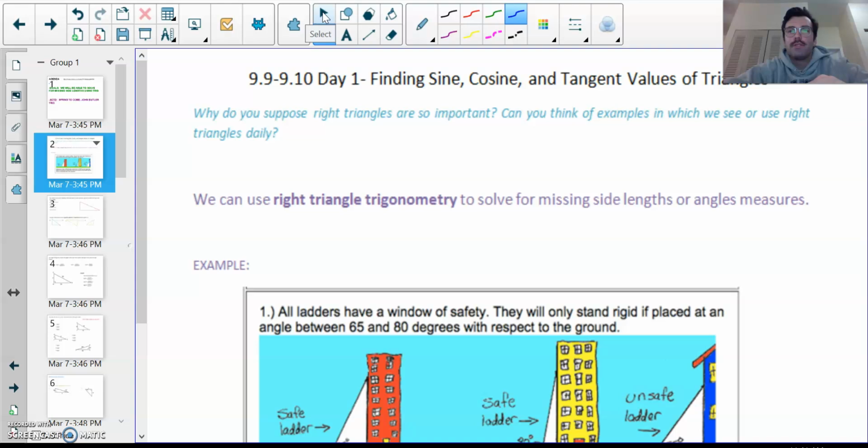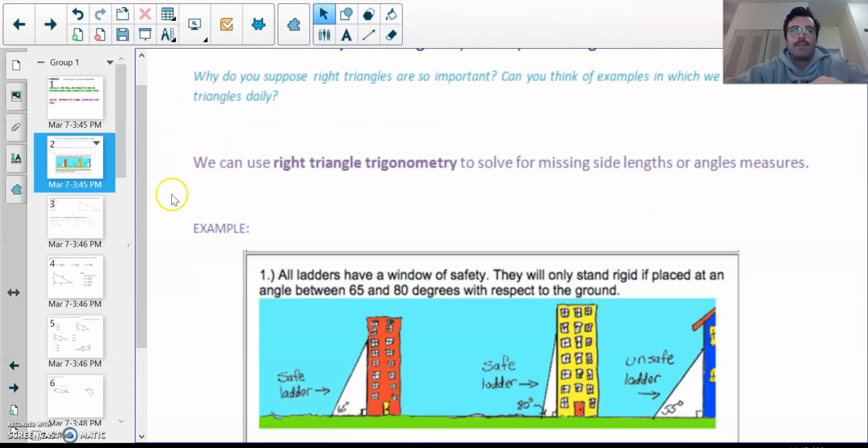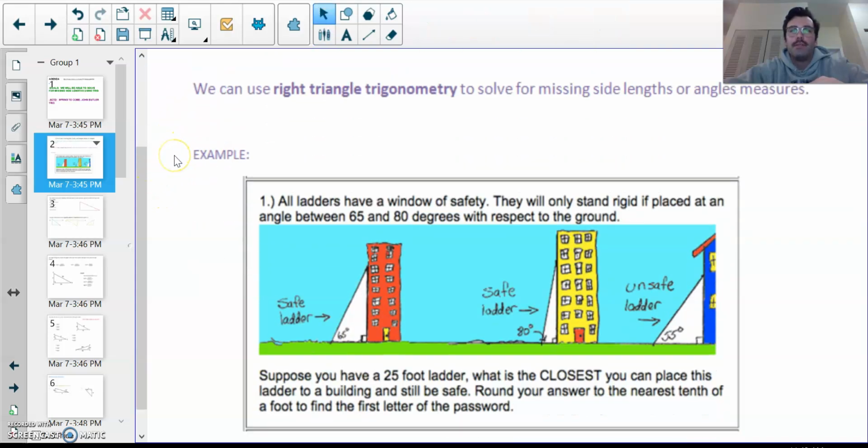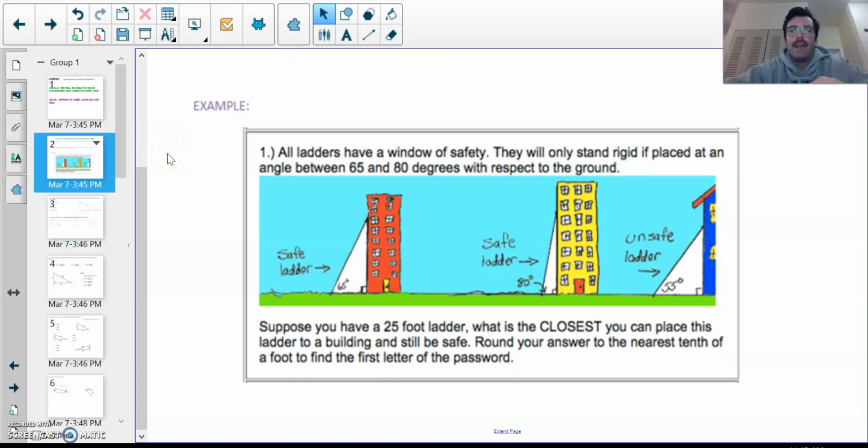Why are right triangles so important? You can think of examples where you would see right triangles daily. We can use right triangle trig to solve for missing side lengths and angle measures. Now we're not going to actually do this problem, but let's say you were working on a house or a building. Hey, you never know. And this is the example of a safe versus unsafe ladder.